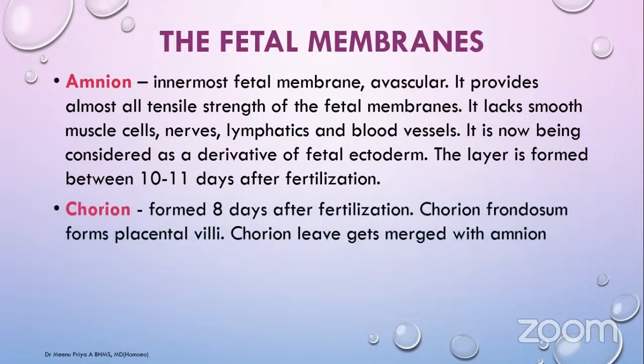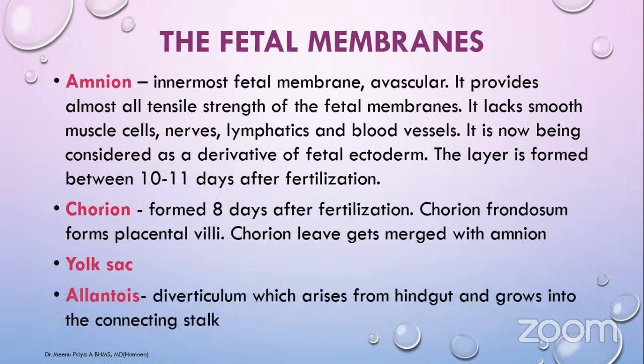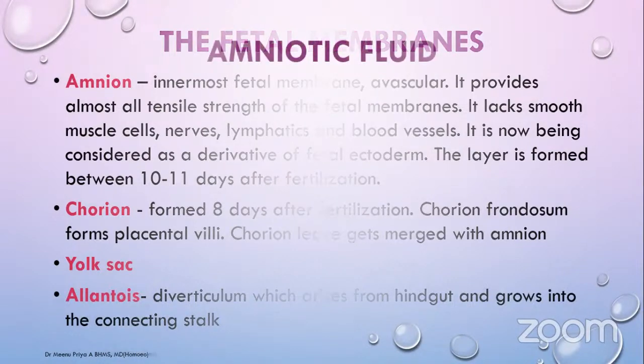Next, chorion. Chorion is formed 8 days after fertilization, and chorion frondosum forms the placental villi, and chorion laeve gets merged with amnion. So next is yolk sac. So after amnion, chorion, there is yolk sac, and then allantois. What is allantois? It is a diverticulum which arises from the hindgut and grows into the connecting stalk. So amnion is a frequently asked topic from which questions can come.